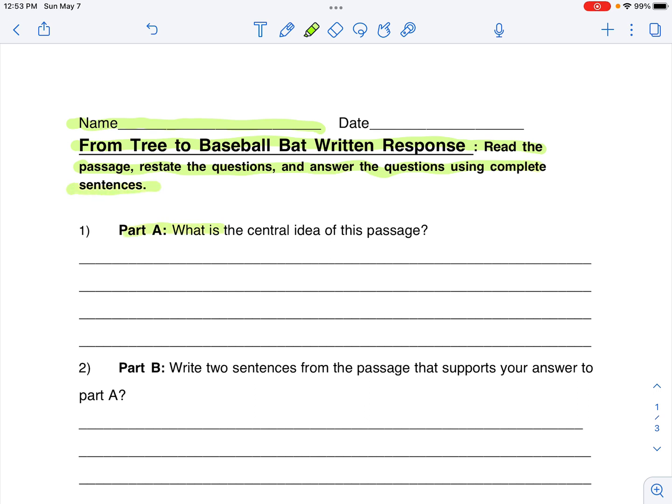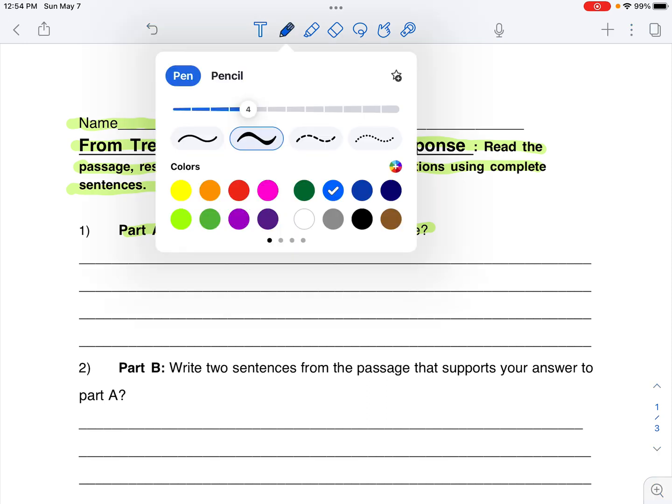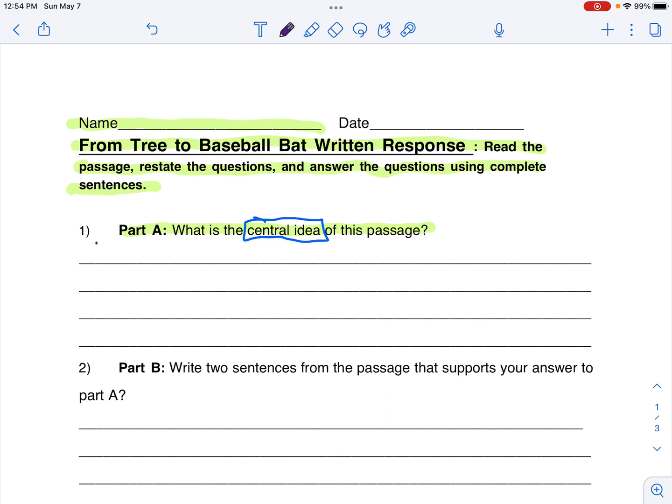Part A. What is the central idea of this passage? Do you remember what central idea means? What is the passage mostly talking about? Okay, so how would we restate the question? That's right. The central idea of this passage is.